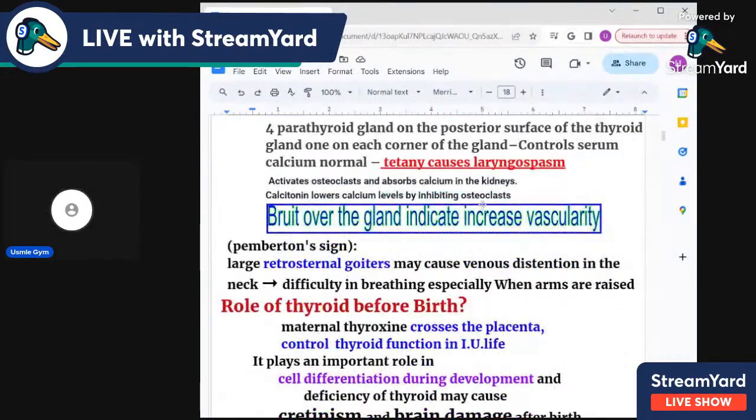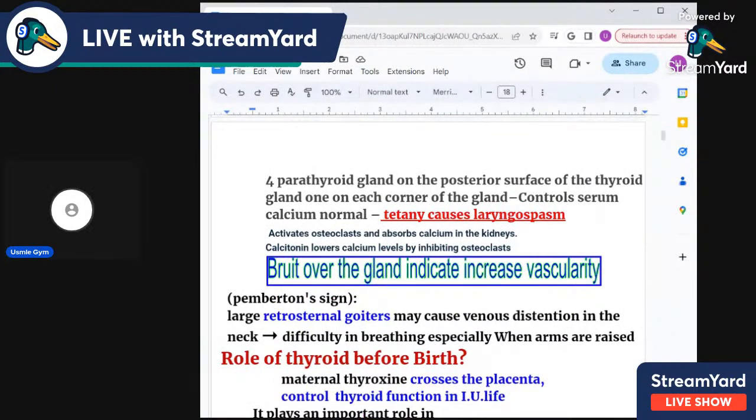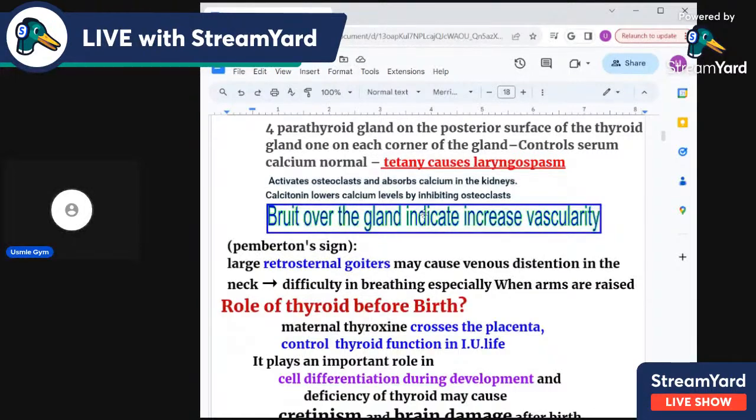Then, the other structure. A deficiency of calcium causes tetany, which causes muscle spasm in different parts of the body, and especially of the larynx, laryngospasm, because muscle relaxation also requires calcium. When calcium is deficient, the laryngeal muscles, once they go into spasm, remain so, and they may cause asphyxia and death. Bruit over the gland indicates increased vascularity.